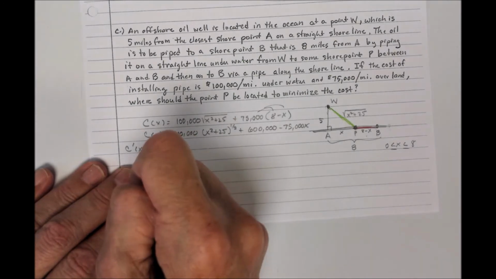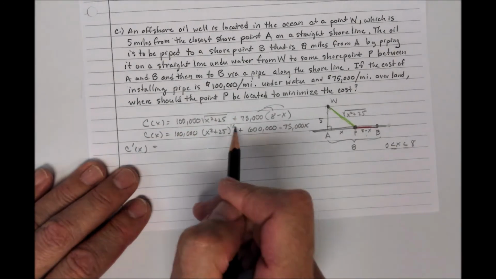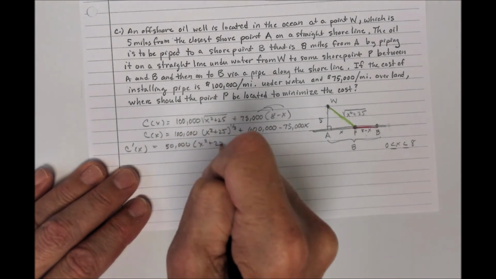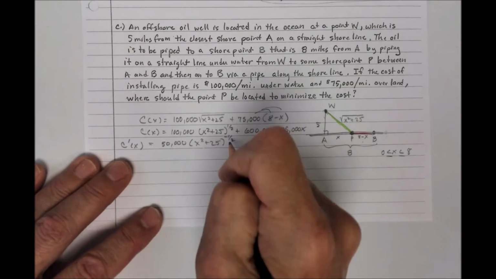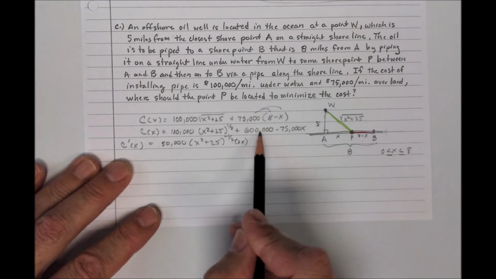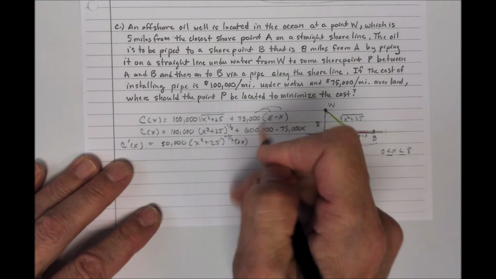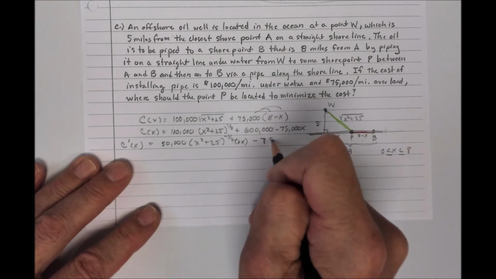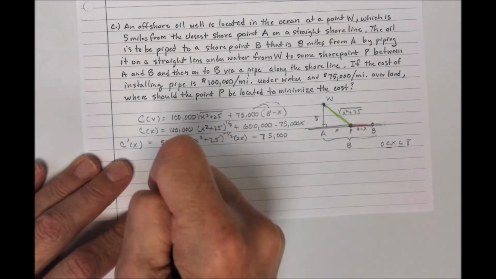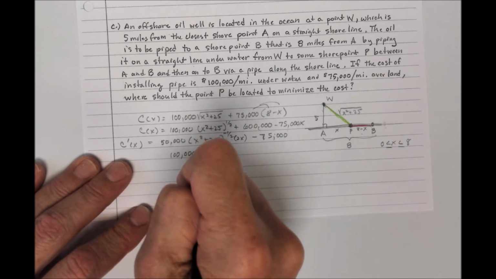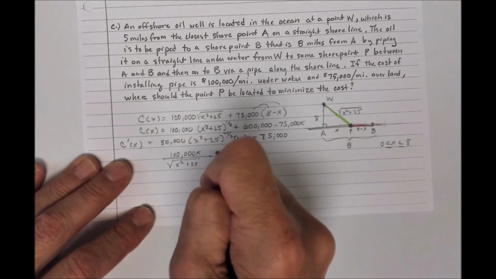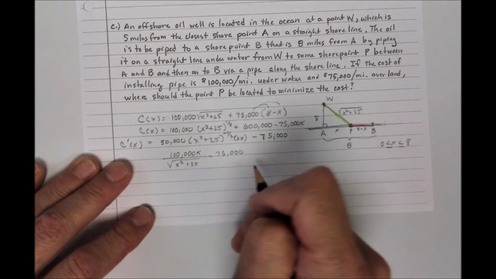And this is going to be equal to, let's see, I bring the 1/2 out in front, so that's 50,000 times x squared plus 25 to the negative 1/2 times 2x. Using the chain rule there, the generalized power rule. The derivative of 600,000 is 0, and the derivative of 75,000x would be 75,000, so minus 75,000. I need critical numbers, so I have 50,000 times 2x, that's 100,000x, all over the square root of x squared plus 25 minus 75,000, and that's going to equal 0.